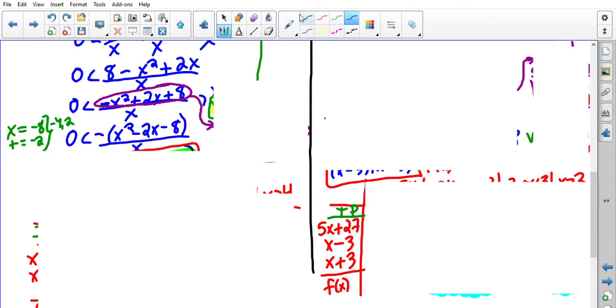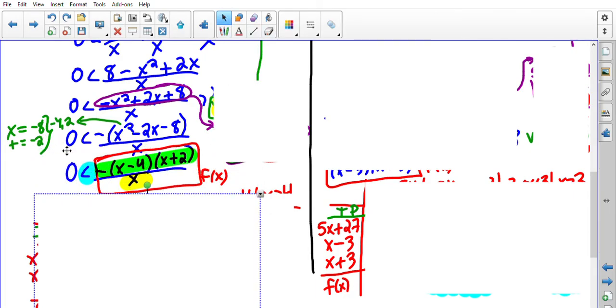All right, so at the side here now, I am trying to factor this simple trinomial. So I'm looking for two numbers that multiply to negative 8 and add to negative 2, so that's negative 4 and 2. So this should be my final line. 0 is less than negative 1 bracket, x minus 4 bracket, x plus 2 bracket all over x. All right, so this is the final answer we want.